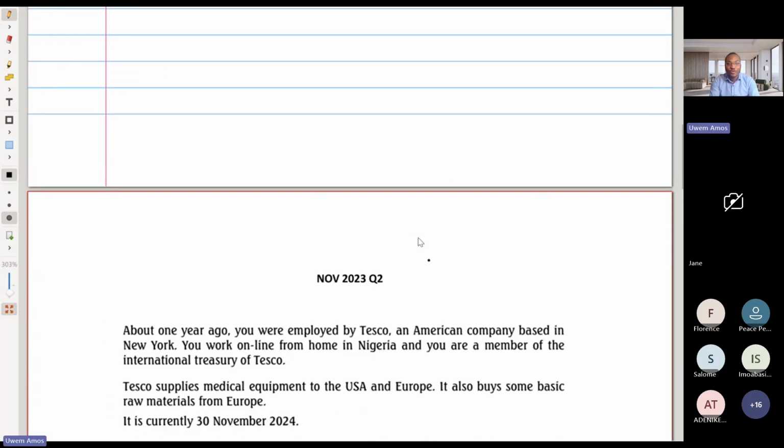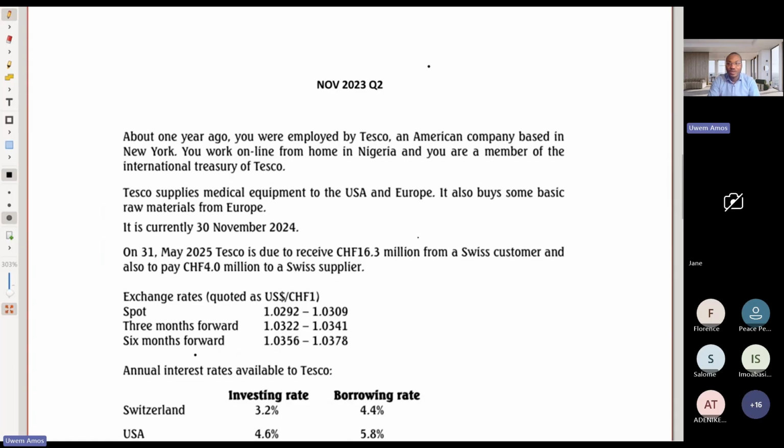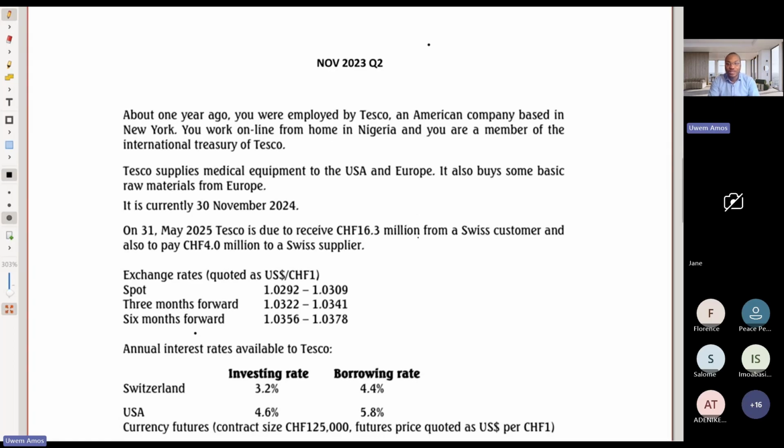So the question in front of us is November 2023, question 2. Just a quick check before we get right into it. Can you guys confirm you can see the question in front of you? Just a quick check. All right, thank you.